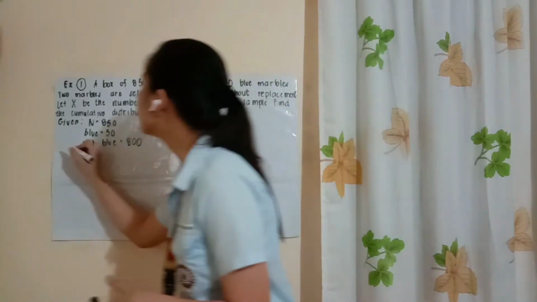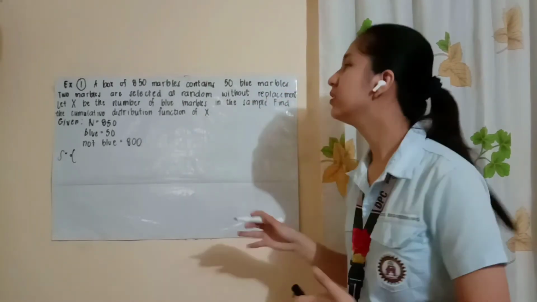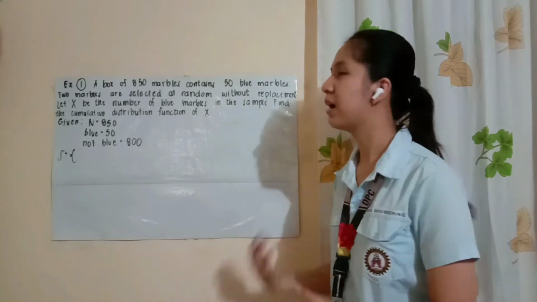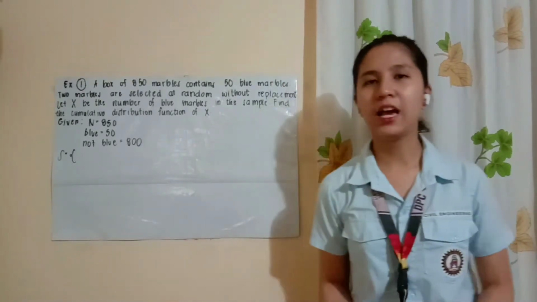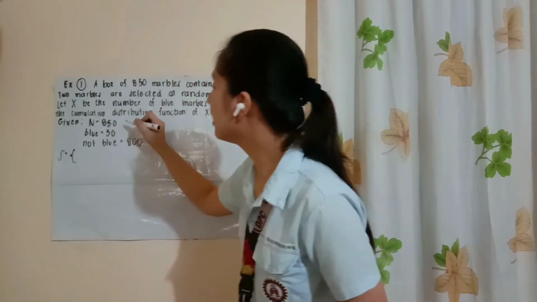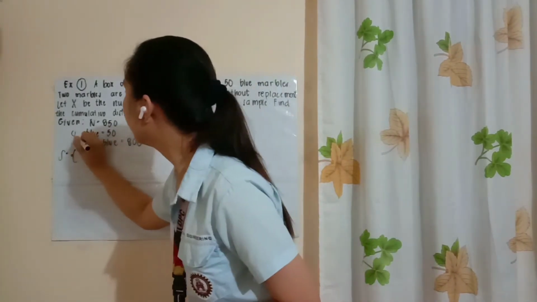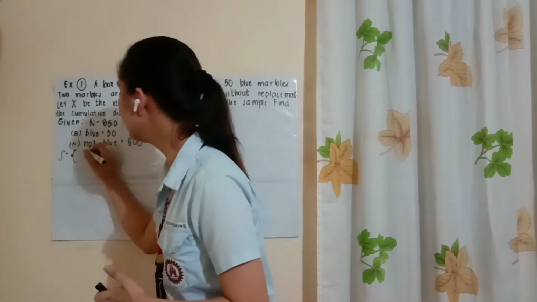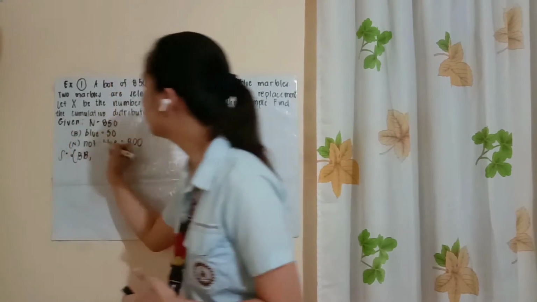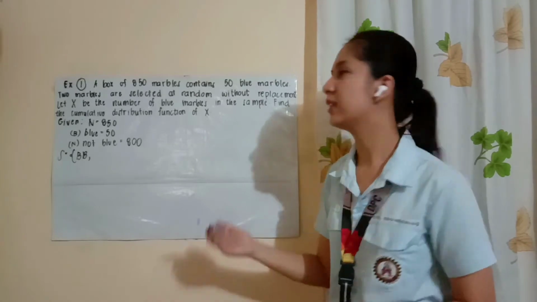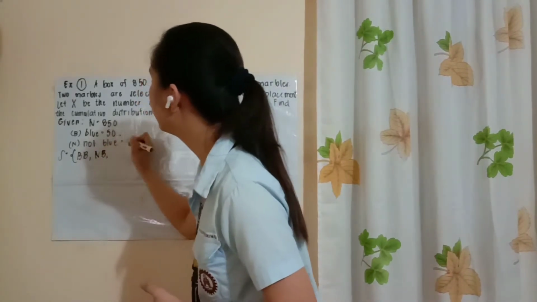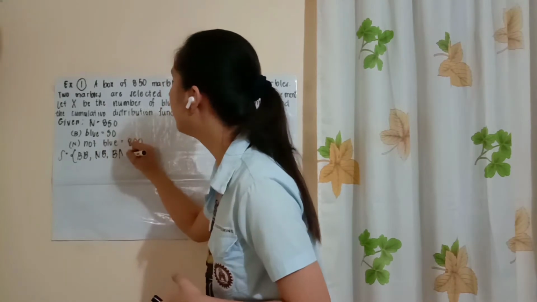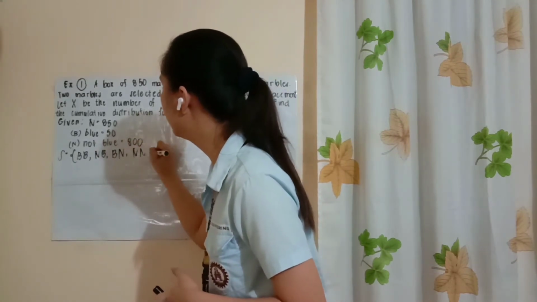Next, assign na tayo ng sample space. For the sample space, ano ba yung mga pwedeng mag-occur pag bumunot tayo ng dalawang marbles from a box? So, first, pwedeng makuha natin ay blue and blue. So, i-label lang natin ang blue na to as B and then yung not blue as N. So, ngayon, lagay natin blue, blue. Next is, ano pa yung pwede natin makuha? We have not blue and blue, we have blue and not blue, and then, dalawang not blue. So, ito yung pwede nating maging sample space.